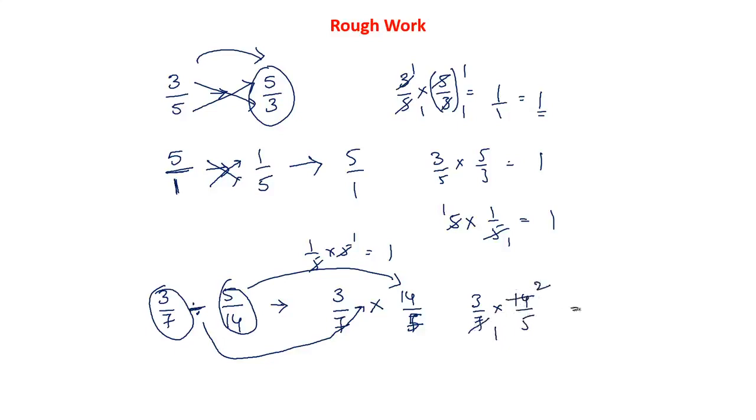So the remaining terms are 3 into 2, 3 twos are 6, by 1 into 5, 5. So 6 by 5. So this is the division of 3 by 7 divided by 5 by 14. This is the use of the reciprocal when you are doing divisions. It means you are converting a division into the form of a multiplication.